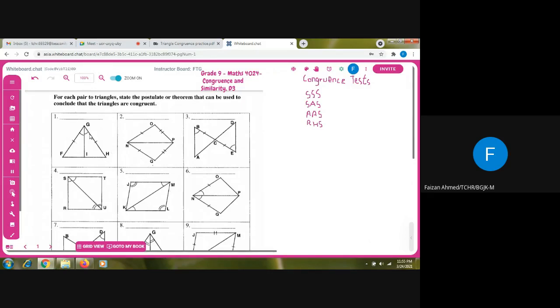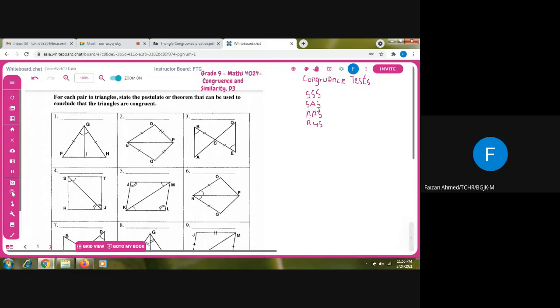In this figure, we have a big triangle, and inside this big triangle we have two triangles. This is our first triangle, FGI, and the second triangle is HGI. We have to prove that these two triangles are congruent, and in order to do that we have to use these four tests. The first test is side side side. The side side side test says that if the three sides of a triangle are equal to the corresponding three sides of another triangle, then both triangles are congruent.